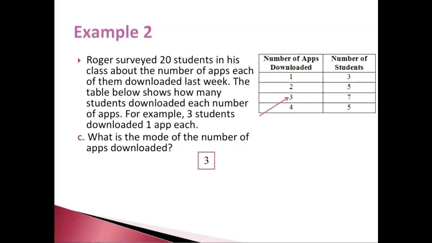All right, part D. What is the range of the number of apps downloaded? Well, the range is going to be, well, at most 4, at the very least 1. So 4 minus 1 is equal to 3. So the range of the number of apps that were downloaded is 3. How spread out is our data? Well, anywhere between 1 and 4, including 1 and 4, so that has a spread of 3.